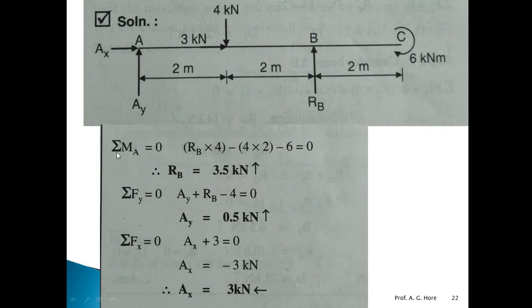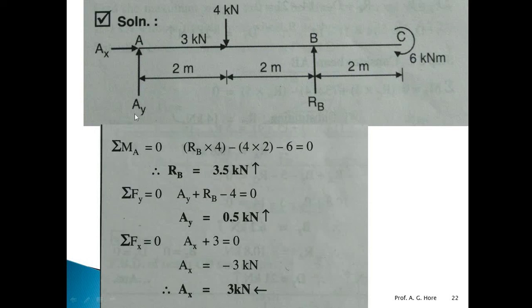Now if we apply the moment at A, some are 0. This 3 kilonewton passes through A, so its moment is 0. This 4 kilonewton is rotating clockwise, so minus 4 into 2. RB is rotating anti-clockwise, so RB into 4, and 1 clockwise couple, so minus 6 kilonewton meter. So RB is 3.5 kilonewton. The value of RB comes to 3.5 kilonewton.